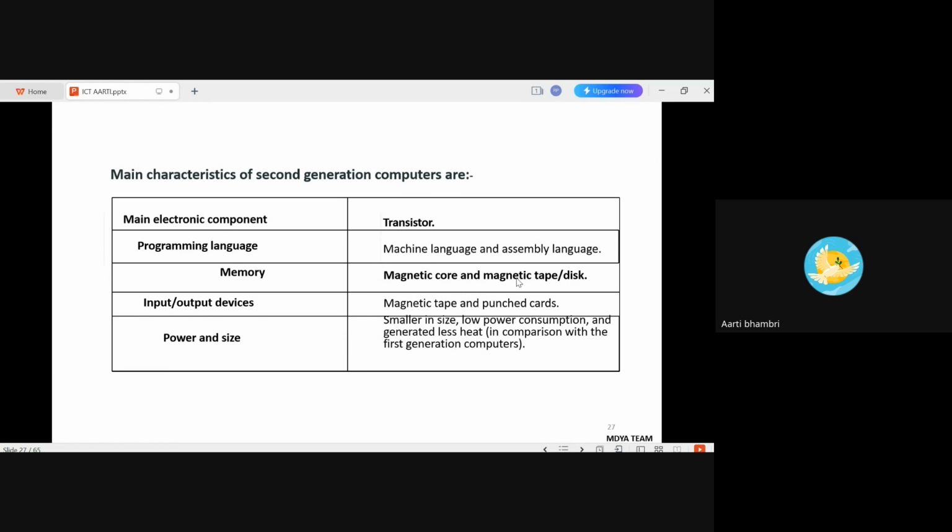In the first generation computer, they produced more heat because there was a need of more ACs. In the second generation computer there is also a need of the ACs. They can't work without AC, but less than the first generation computer. Okay.